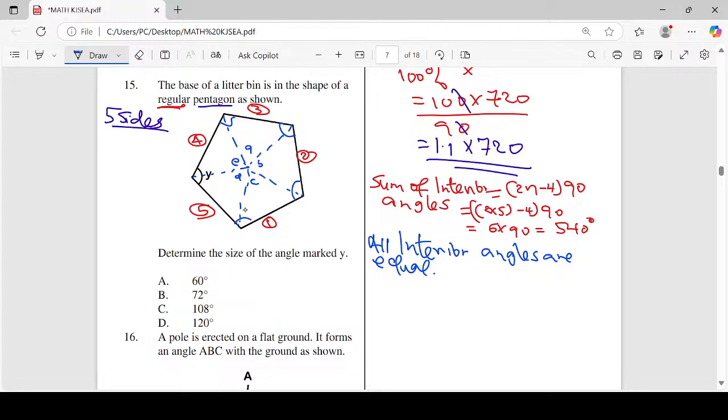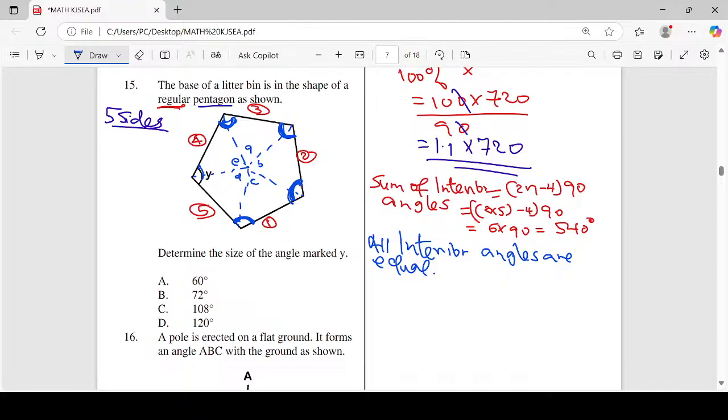How many interior angles do I have? I have angle 1, this one. I have this as angle 2. Look at the one I'm making darker. I've got this as angle 3. I have this as angle 4, dear learners. Then this as angle 5, which is my y.